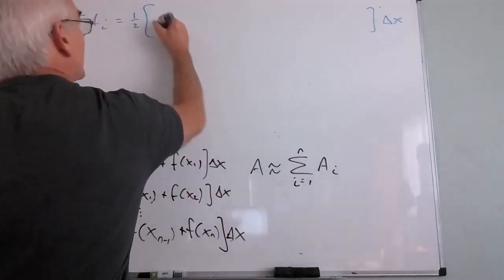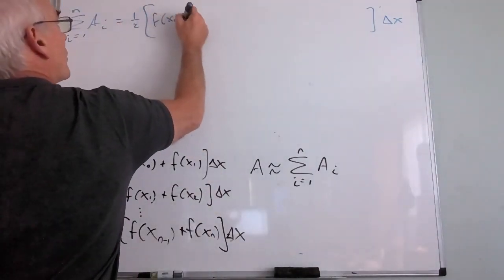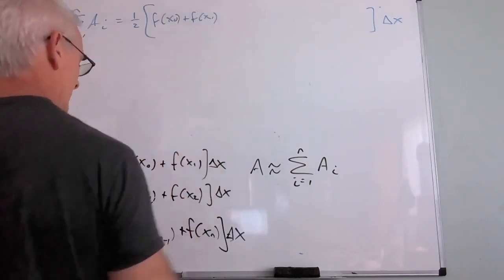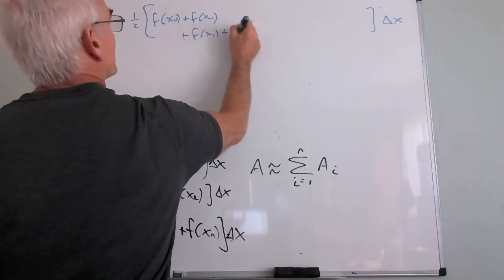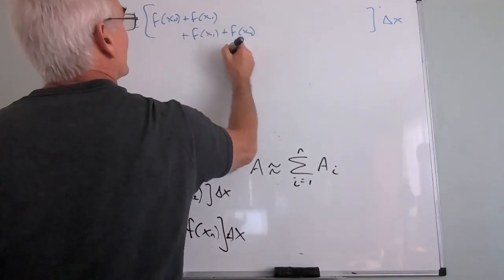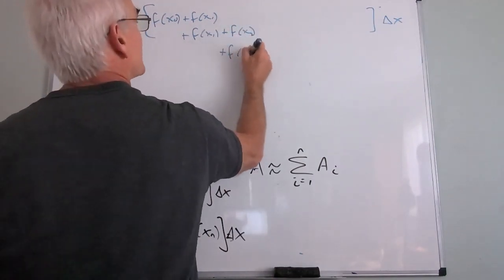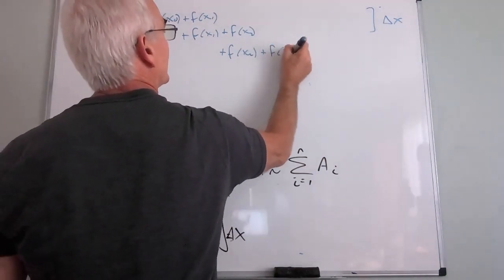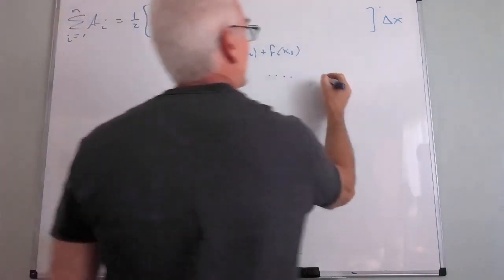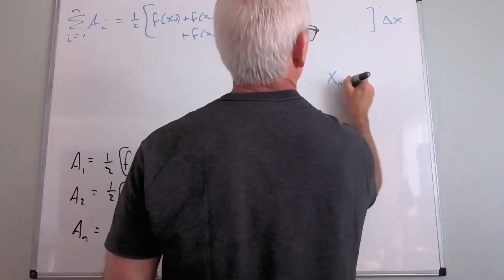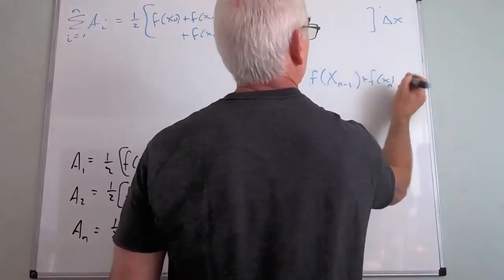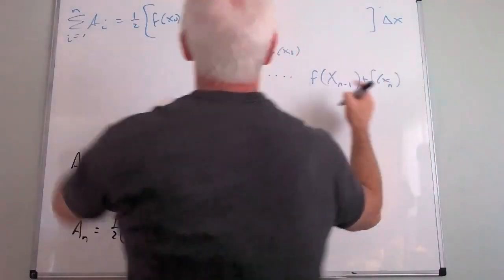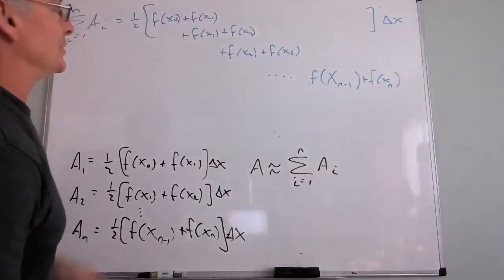Well, the guts would be f of x0 plus f of x1, plus f of x1 plus f of x2, plus f of x2 plus f of x3, right? And then my very last one will be f of x(n minus 1) plus f of xn. Okay, this is what's going to go inside. So do you notice anything?